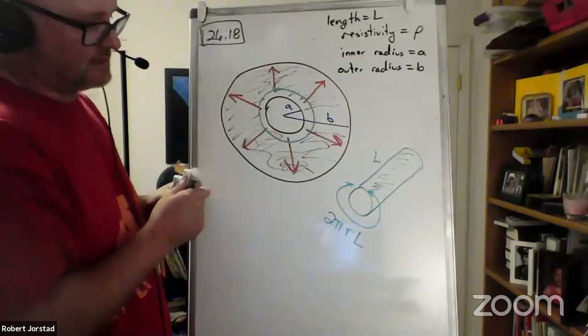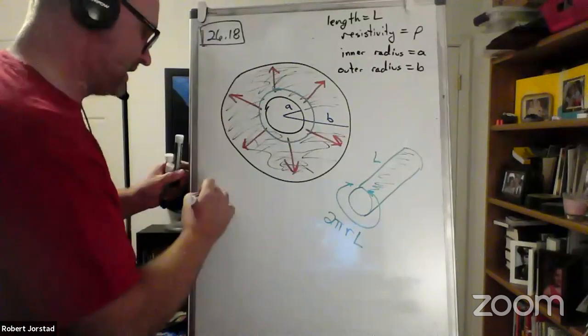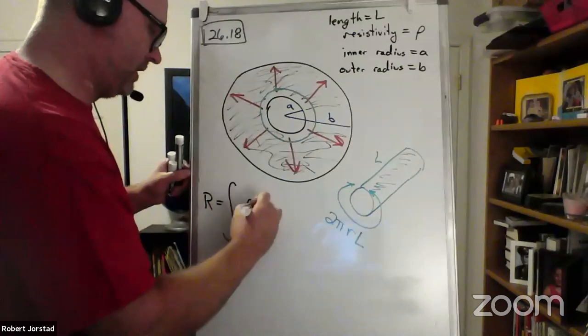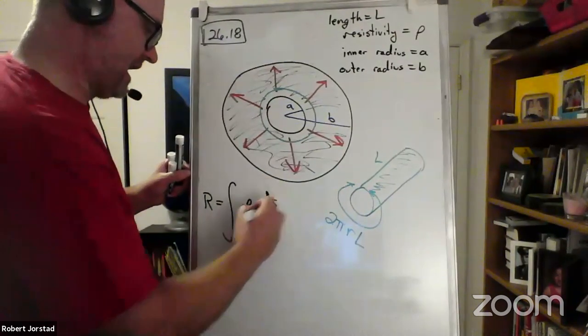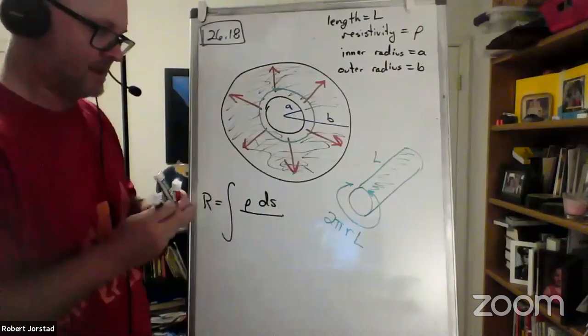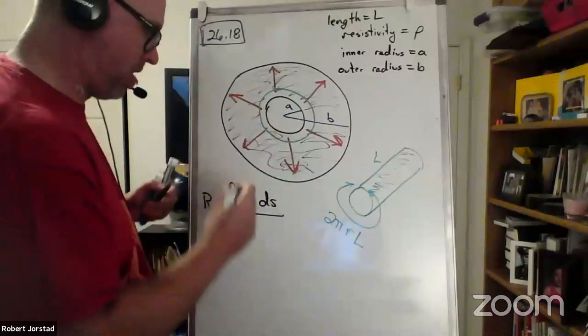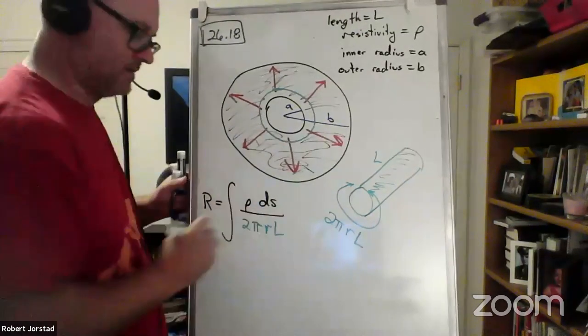All right, so in this case, let's try and write down our equation. We know we're going to need calculus. Rho, in this case, I'll still say ds over the area of my shell. The area of this is 2 pi RL, right?